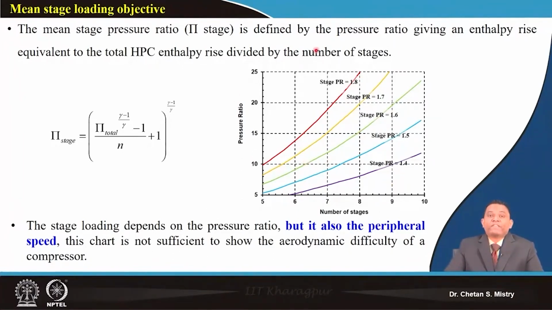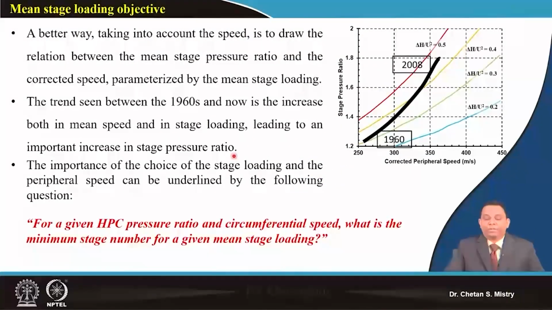So this is what is giving a rough estimation, but we should not forget that stage pressure ratio and overall pressure ratio with number of stages is not the only parameter. We are talking about the second parameter also, that is in relation with our peripheral speed. Okay, so let's try to look at what all will be the effect.